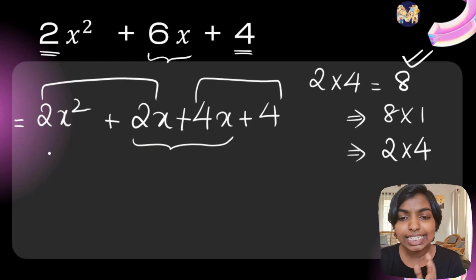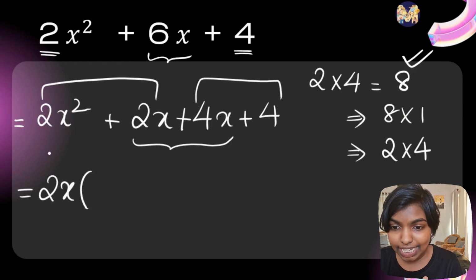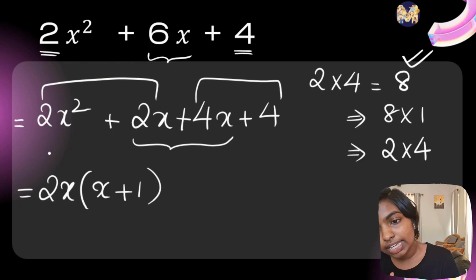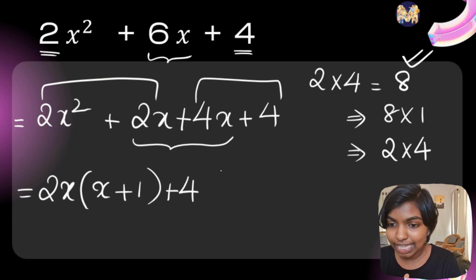Then I'm going to try and take something common out of the first two terms, 2x squared plus 2x. I can take 2x common. So when I take 2x common, I would be left with exactly x plus 1. Then I can go ahead and see 4x plus 4. From there, I can take plus 4 common, and I'll be left with again x plus 1.